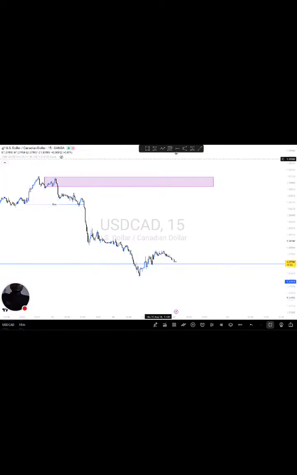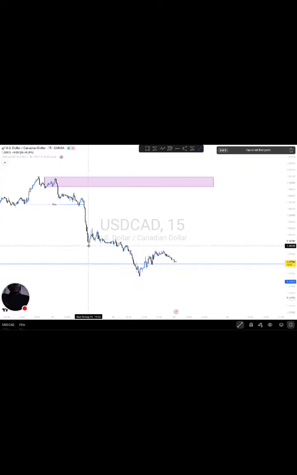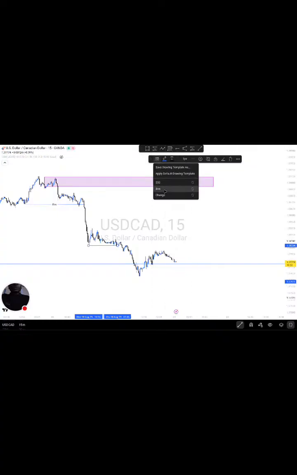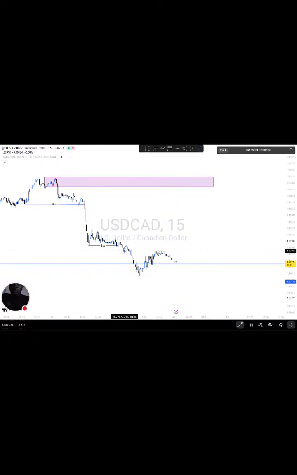Sorry, I have a breaking of structure to the downside. I have a breaking of structure to the downside, and I also have another tiny internal breaking of structure to the downside around here. So now when the market breaks out this very little breaking of structure around here, when the market takes it out to the upside, that means the market will form a changing of character.